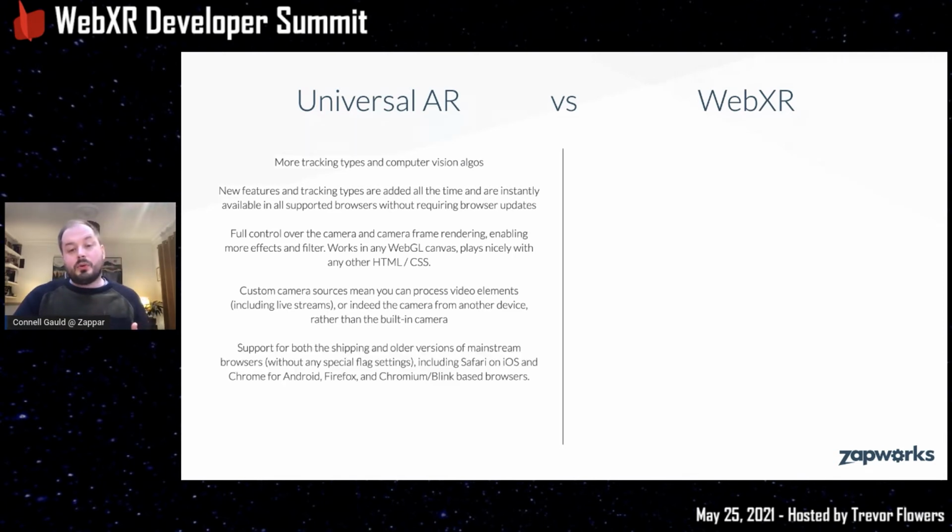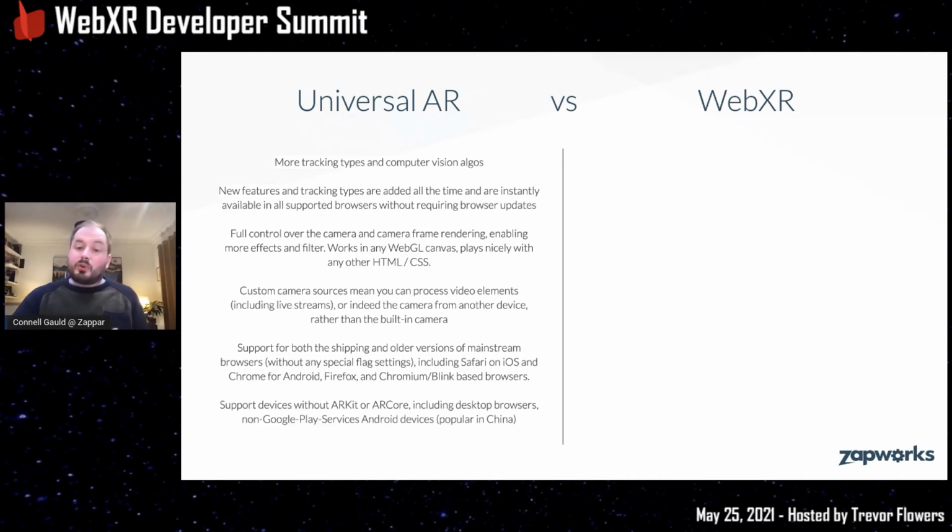And we support both the shipping and older versions of mainstream browsers without any special feature flags, including Safari on iOS, Chrome for Android, and indeed now Chrome for iOS, Firefox, Chromium, and Blink-based browsers. And that's because pretty much all of these browsers support those core APIs of WebAssembly and web workers that we're able to rely on to make this technology fast and feasible to run in a mobile web browser.